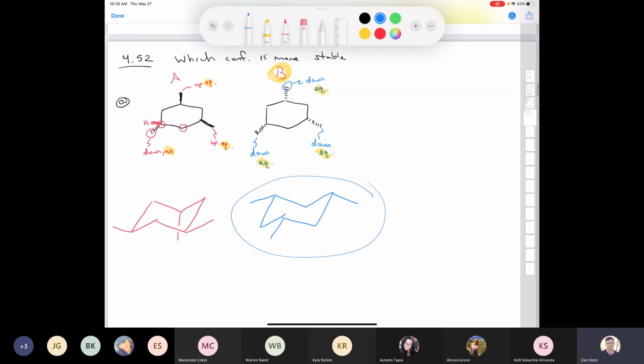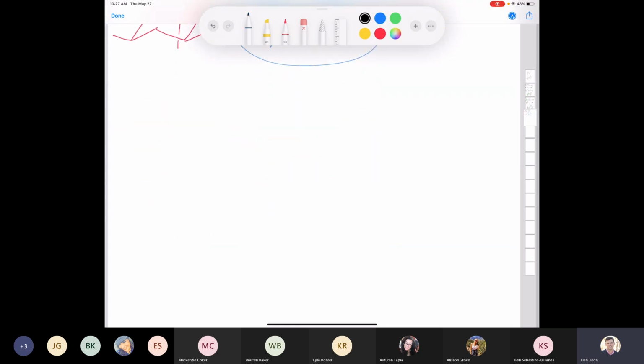Let's try B. So this is 4.52B. So we got, again, two cyclohexanes. We have a methyl group going down, one pointing up, and one going down. And then we have this guy here, which has the same connectivity, but it's a stereoisomer, right? The arrangement of the atoms in space is different. So here we go. If I call this one A and this one B, could anybody tell me which one of these would be more stable?